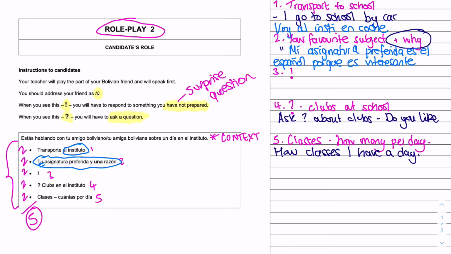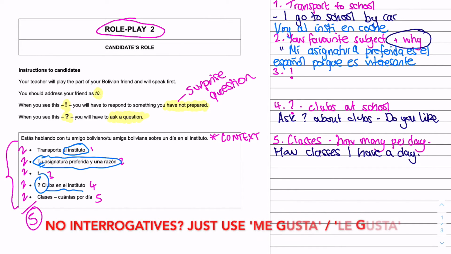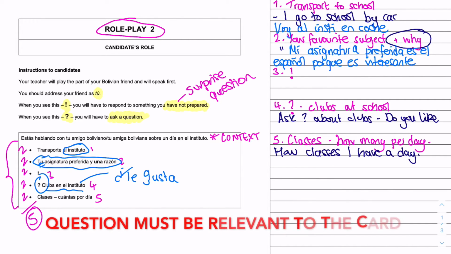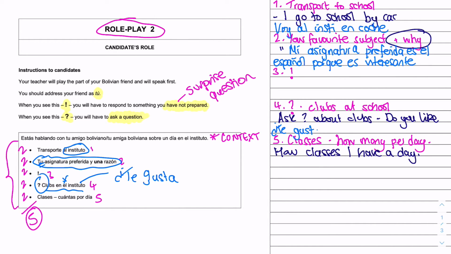Can't do anything for my surprise question. Now, for the one where we have to ask a question, the first thing to do is look at the task. This task isn't giving me any interrogatives. It's not asking me to say how, where, when. So because of that, what I can do is just put in front of it, do you like? Clubs at school. So do you like? And remember, it has to be about clubs at school. Again, I'm using exactly the wording that's given to me down here.